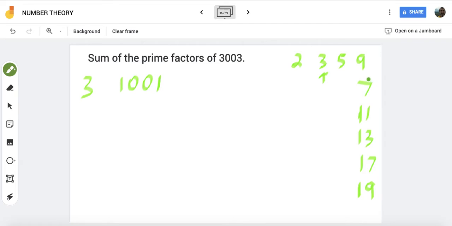I'm going to start with the 7. Change color for effect. I'm going to divide this by 7. 7 goes into 10 1 time with 3 left over. Bring down the 0. 7 goes into 30 4 times with 2 left over.